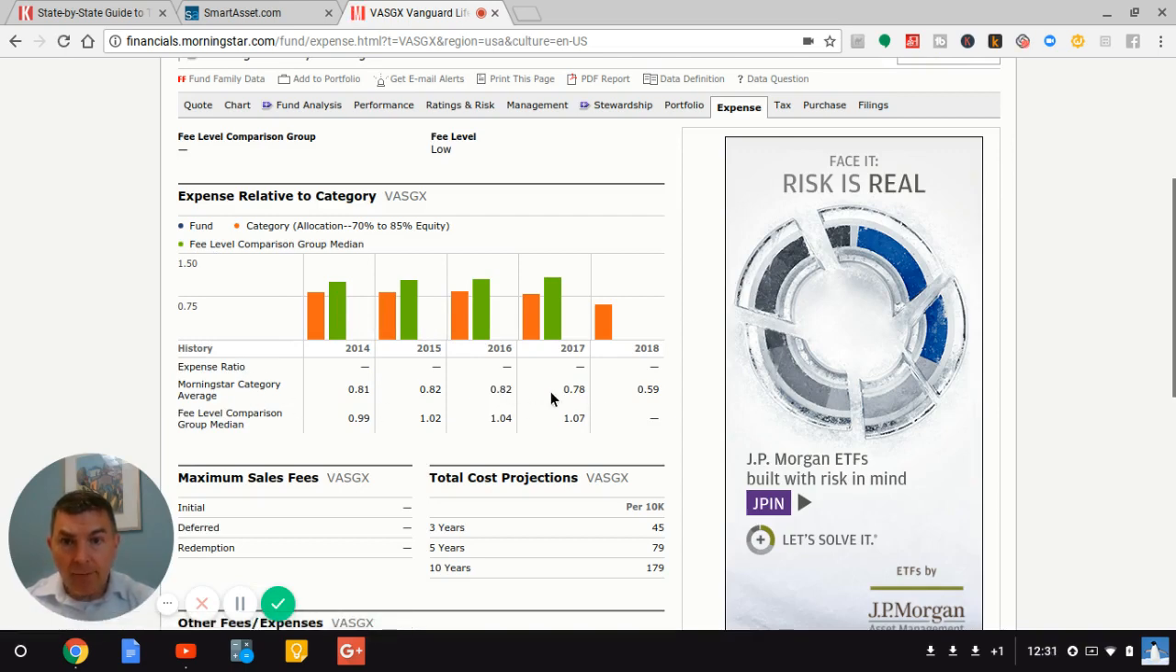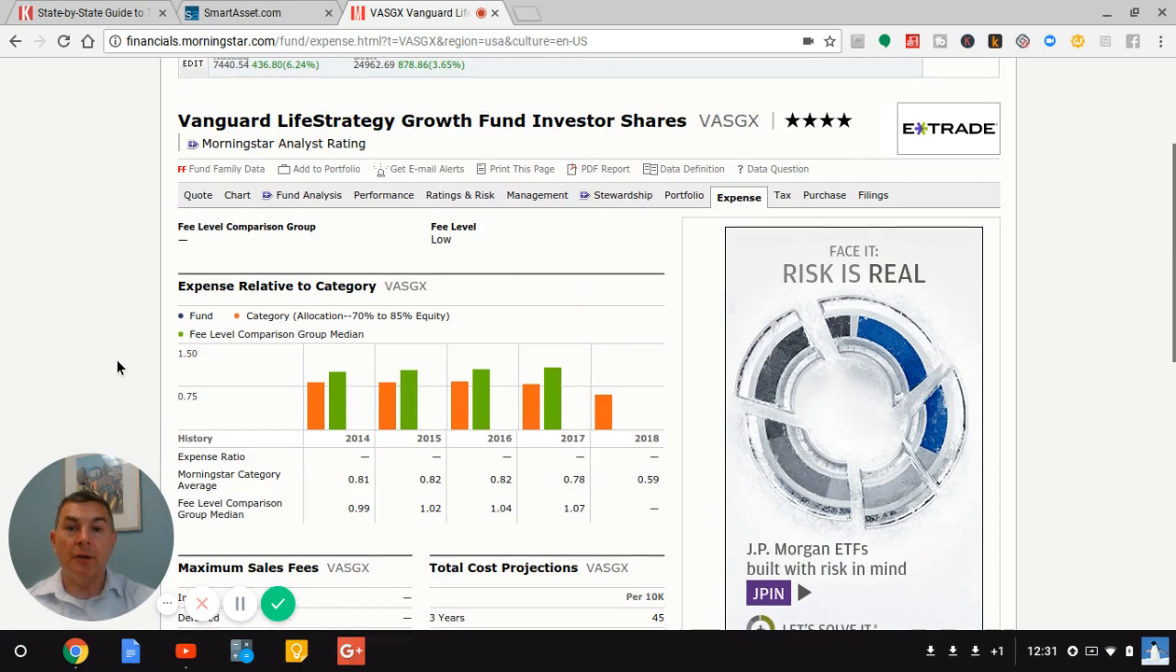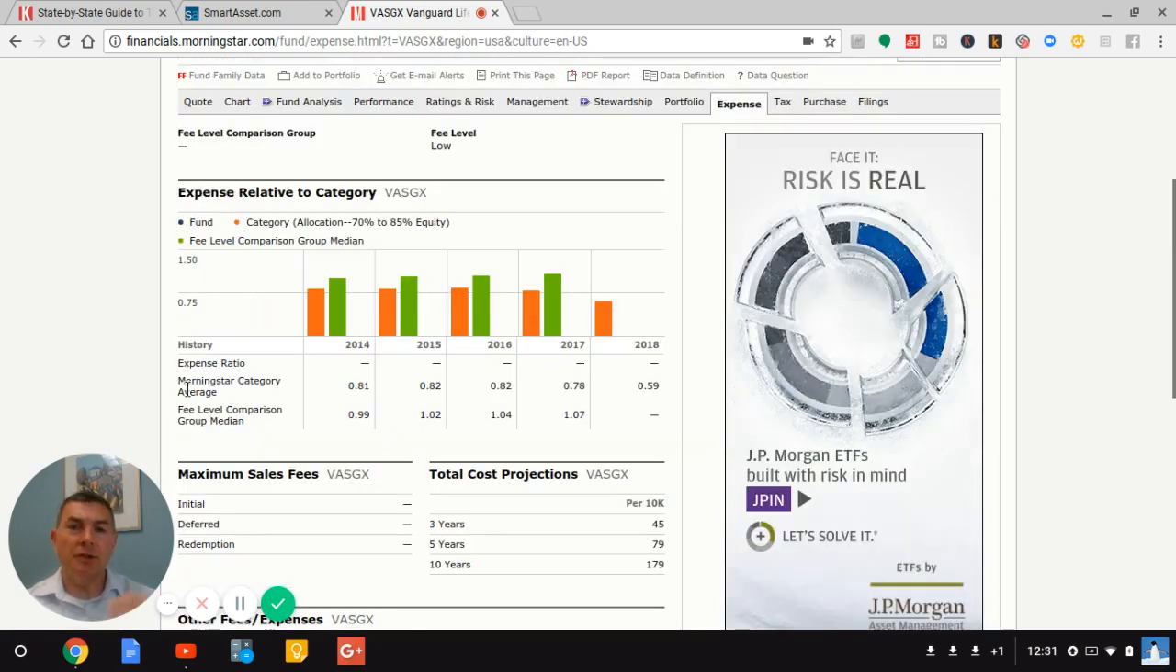So Morningstar average for this category is 0.78, 0.82, 0.82, 0.81. Fee level comparison. So a lot of people run your fees 1% or so, and we aren't anywhere near that with this fund. This one's 0.14. Not sure why they don't put it up here. That's weird. But just remember, on the front page of this website for this ticker, it's 0.14. So we are significantly below the average in this category for aggressive stocks, 80% stocks, 20% bond portfolios.